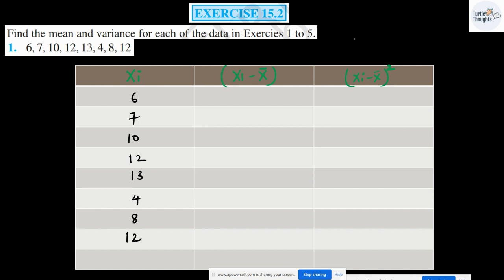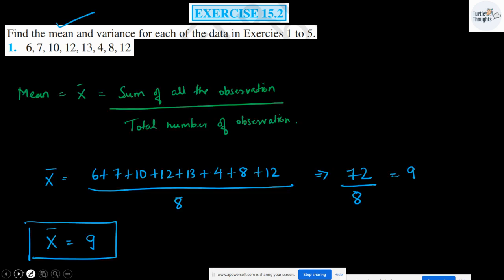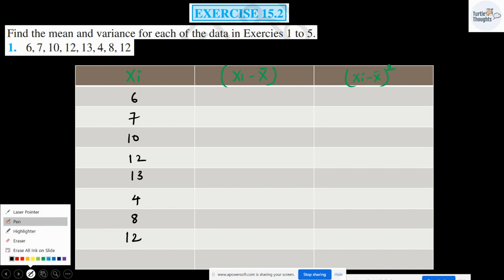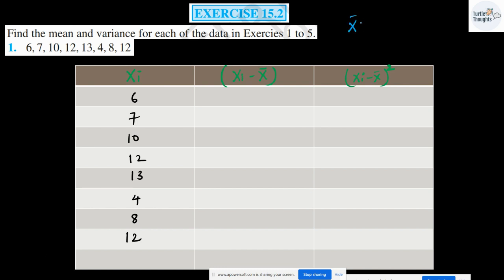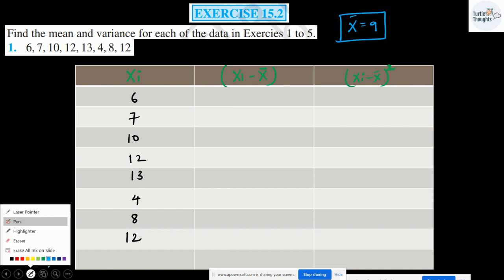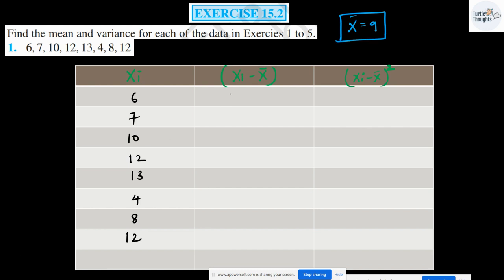Xi minus x bar. I have got the value of x bar as 9. Let me make a note of that. X bar is equal to 9. Xi minus x bar, 6 minus 9, which is going to be equal to minus 3 here. 7 minus 9, which is going to be equal to minus 2 here. Of course, we have minus 3.